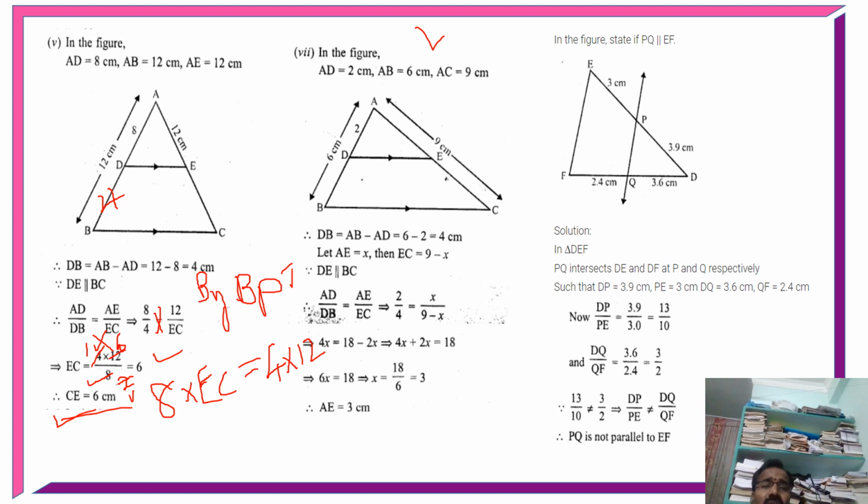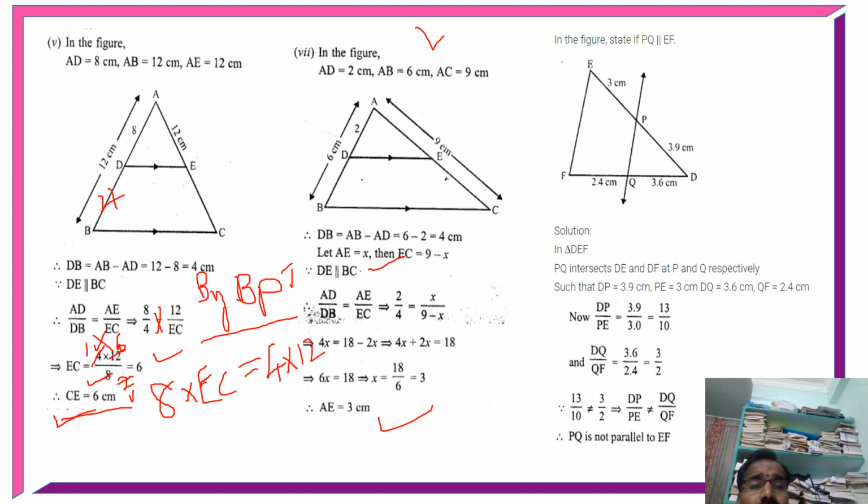Here the AB value, AD value and AC value are given. We need to find the AE value. As we know, AD by DB equals AE by EC, the same basic proportionality theorem, because DE parallel to BC is already given. When DE is parallel to BC, that is Thales theorem, blindly.